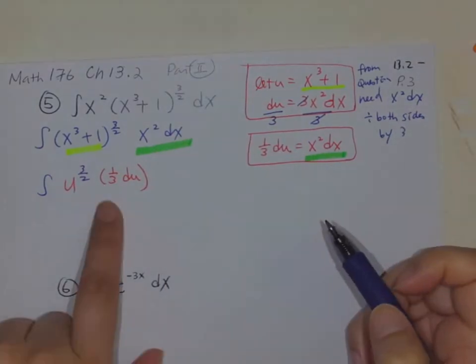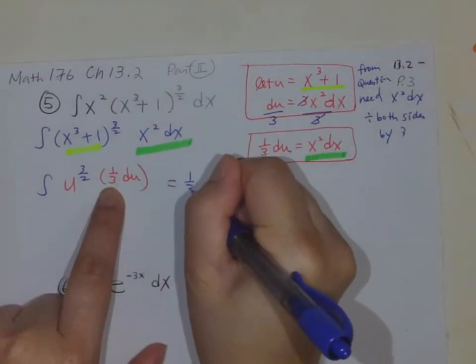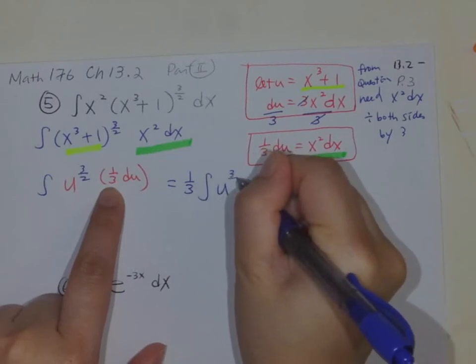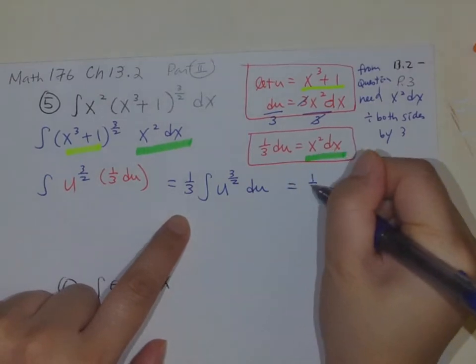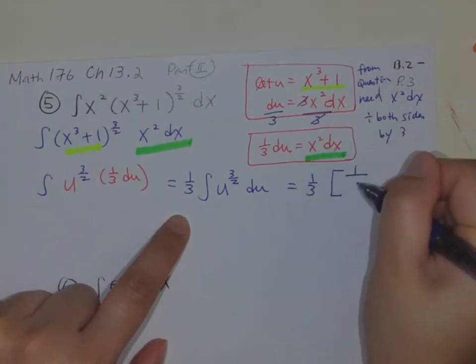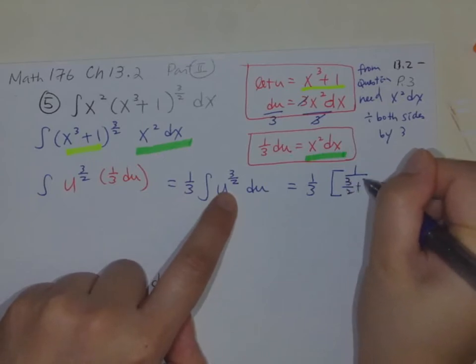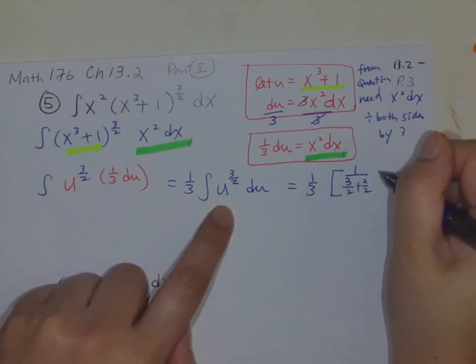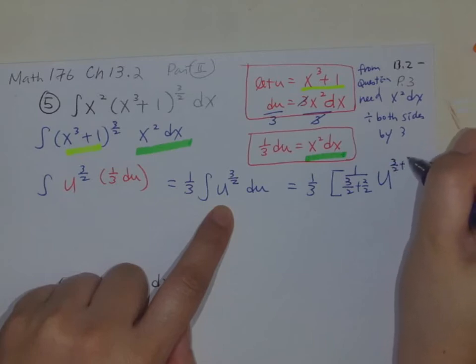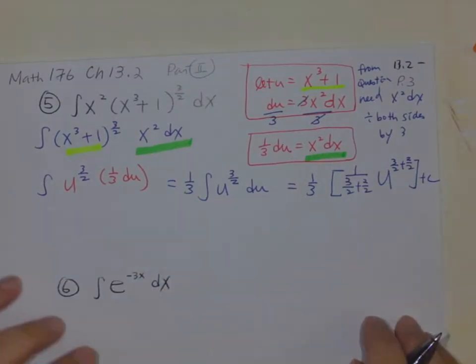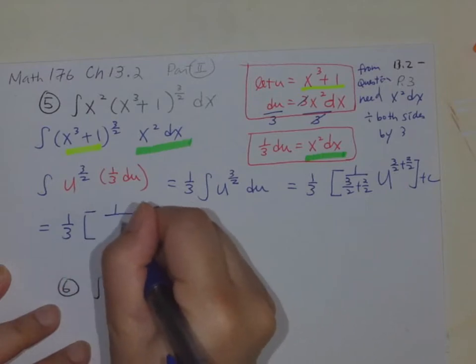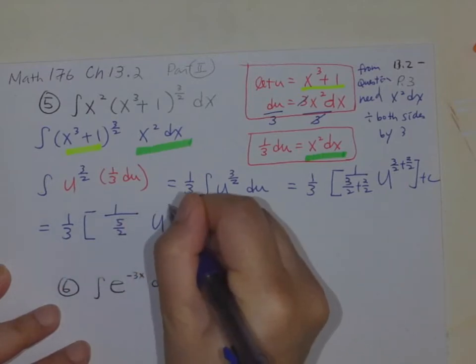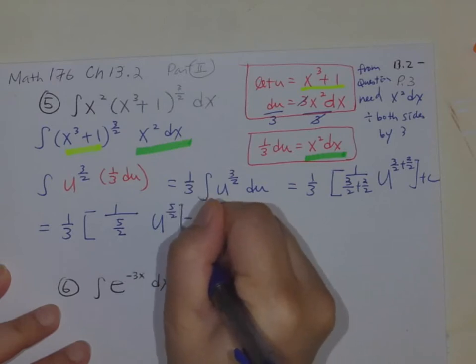Okay, so what you can do is pull the 1/3 out because it's just a constant, right? And then you have u raised to the 3 halves power du, and then take the integral from there. So the 1/3 just hangs out, and then it's 1 over 3 halves plus 2 over 2, plus 1, right? And then u to the 3 halves plus 2 over 2, and then add a c, right? Okay, so what do we get? 1/3 times 1 over 5 halves, u to the 5 halves, plus a c.